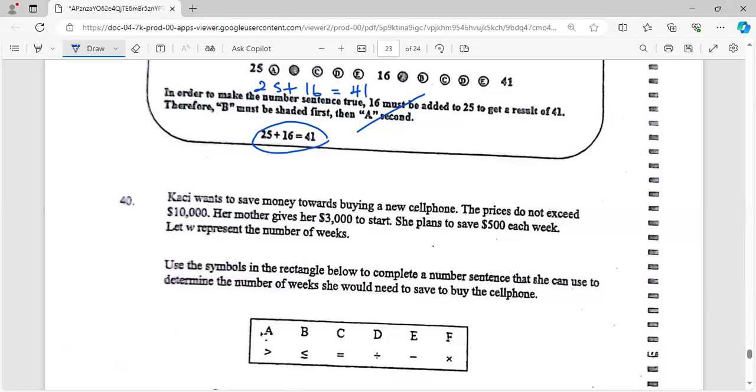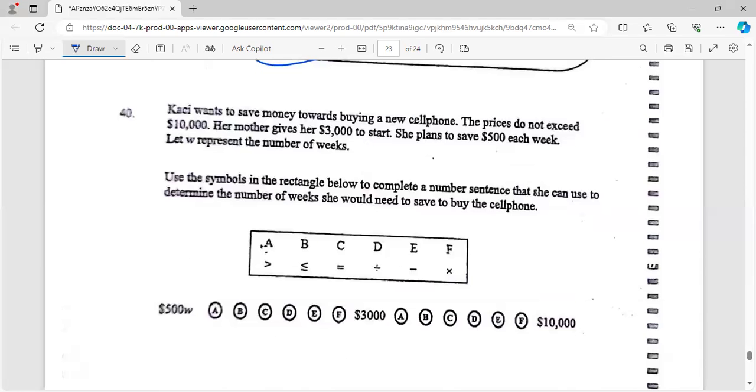Use the symbols in the rectangle below to complete the number sentence that she can use to determine the number of weeks she needs to save for the cell phone. So hold on, let me get my pencil on. All right.